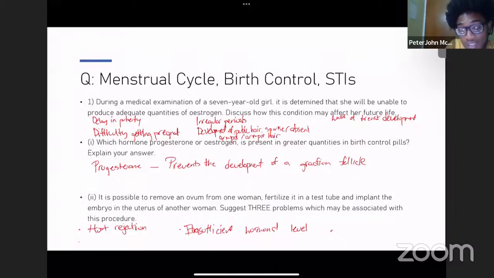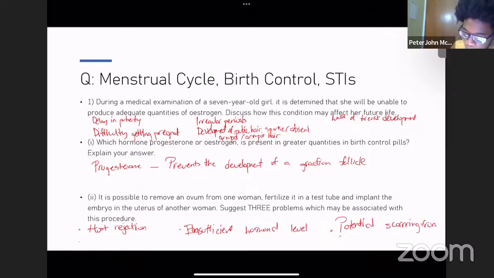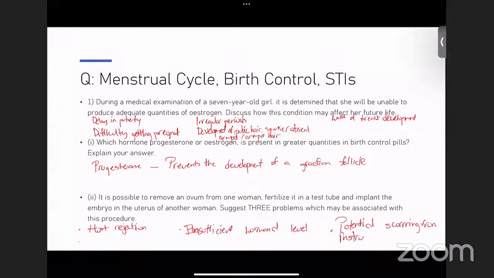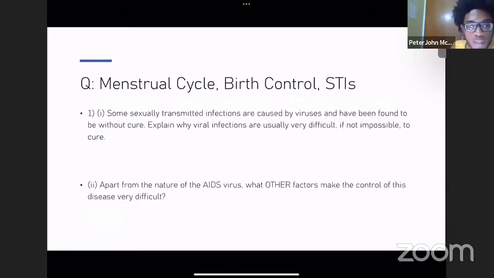Guys, anytime you're taking something from one person and implanting it in somebody, you can have potential scarring, because you have to use an instrument. Scarring from instrumentation. That's just a fact of life. That's just something that can happen.